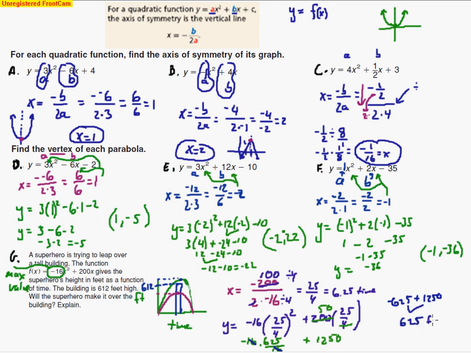So 625 feet. So that is higher than the 612. So he did end up clearing it. So 625 is greater than 612. So yes, he does end up making it.